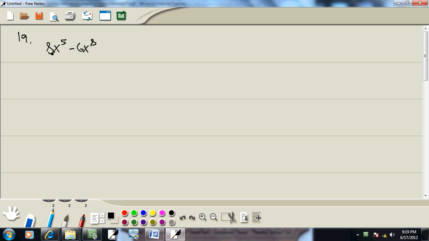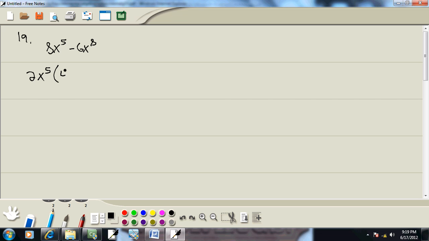First method of factoring is always GCF, and I know it's 8 and 6. I think the largest number that divides into both of those would be 2. And then I want to pull out the most x's I can, but I can't factor out 8 x's if the first term only has 5 of them. You always go with the smallest exponent. So I'm going to factor out an x to the fifth.